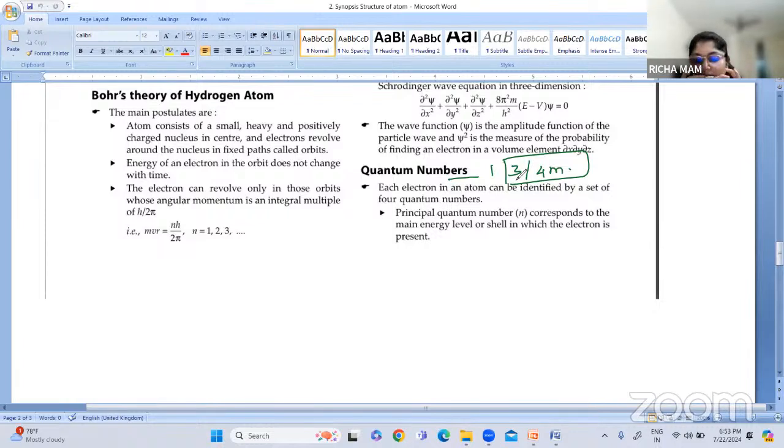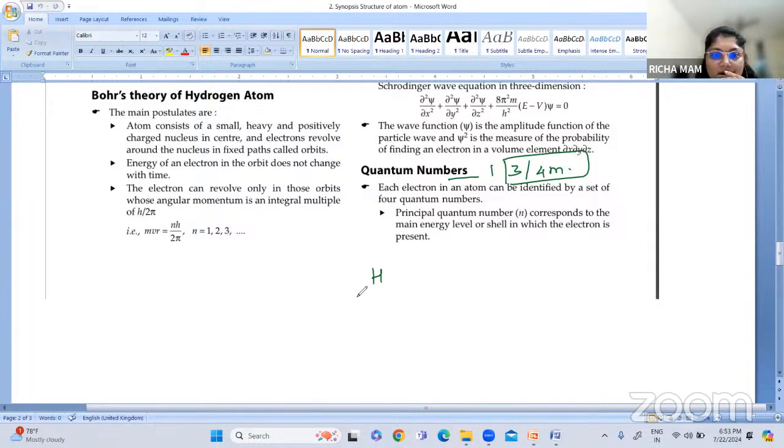What do you mean by significance? Significance means importance. You have to tell the importance of the four quantum numbers. What are quantum numbers? We know that an electron is present. Now hydrogen.